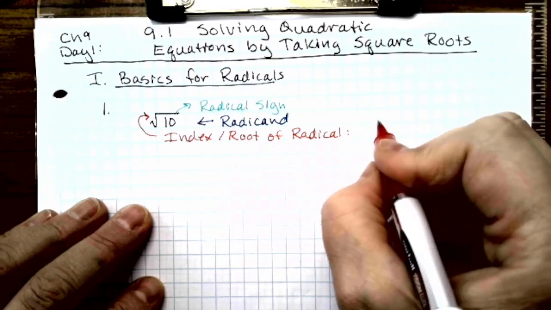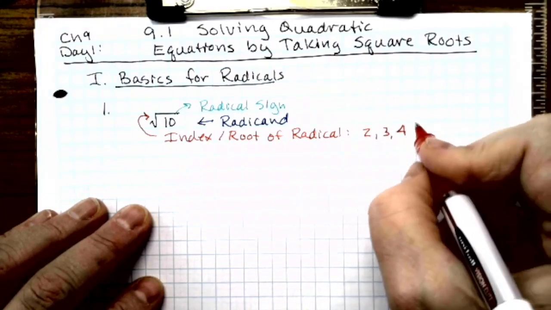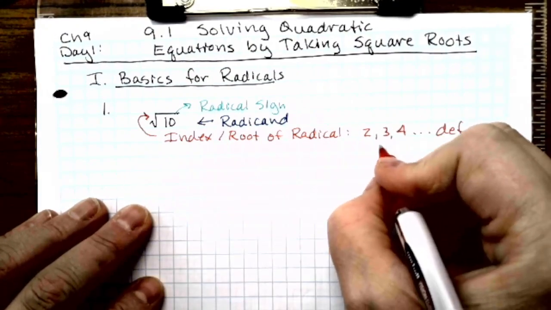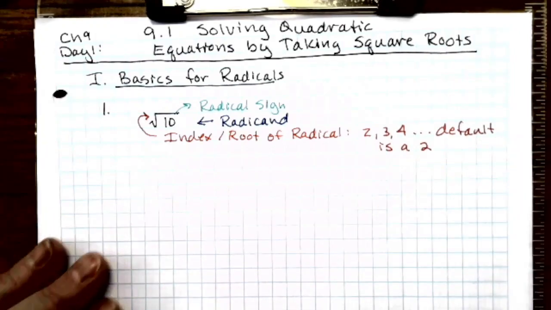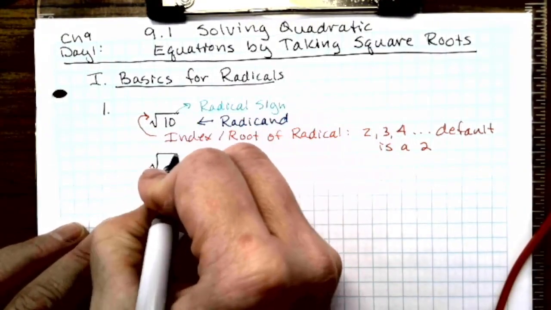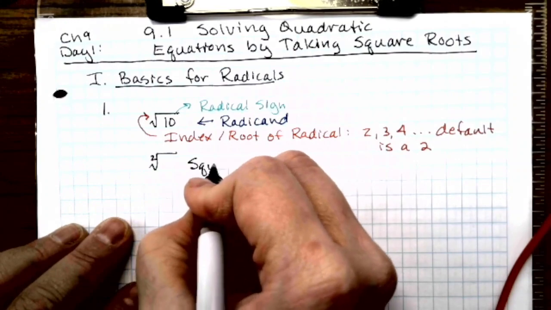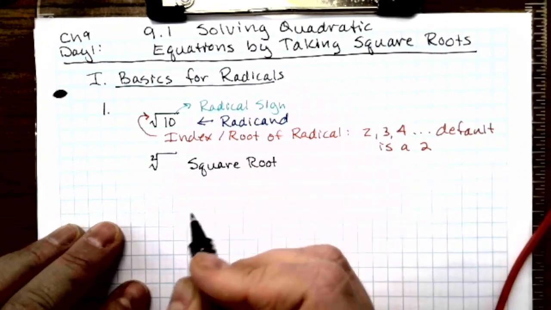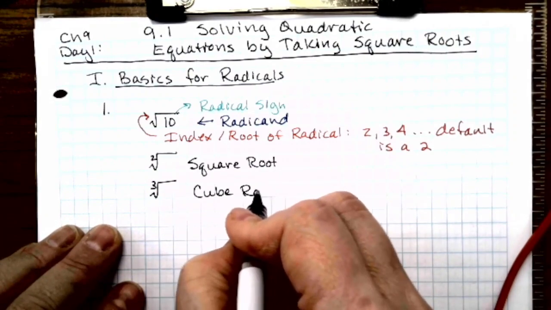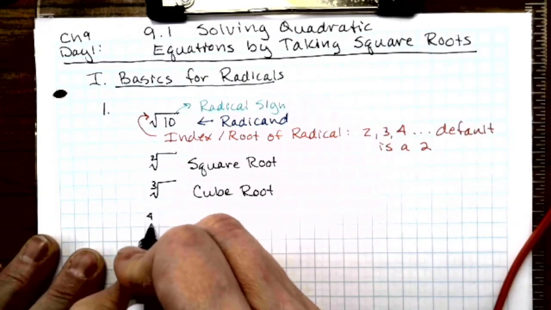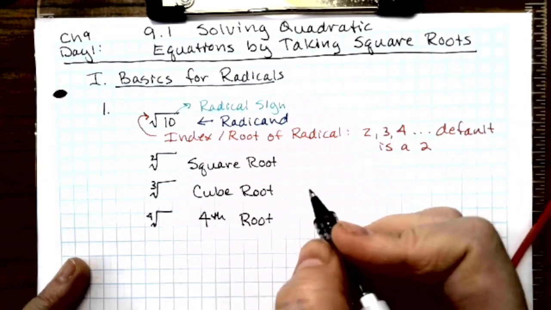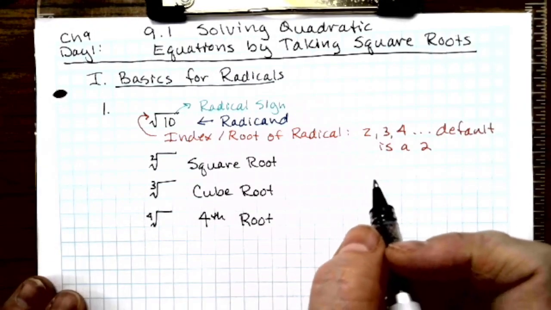And it can be 2, 3, 4, any whole number, but the default index, if there's nothing there, is a 2, and that would be called a square root. So special names. If there's a little 2, we call it a square root. If there is a little 3, we call it a cube root. And anything else, like a little 4, you just use the ordinal form. So this would be 4th root. After that would be 5th root, 6th root, 7th root, and so on.